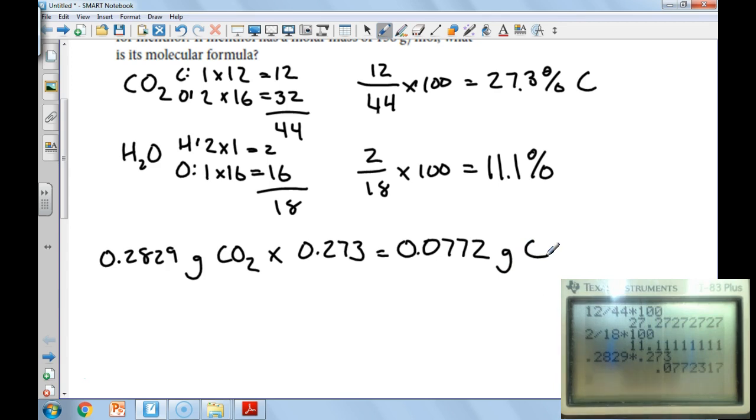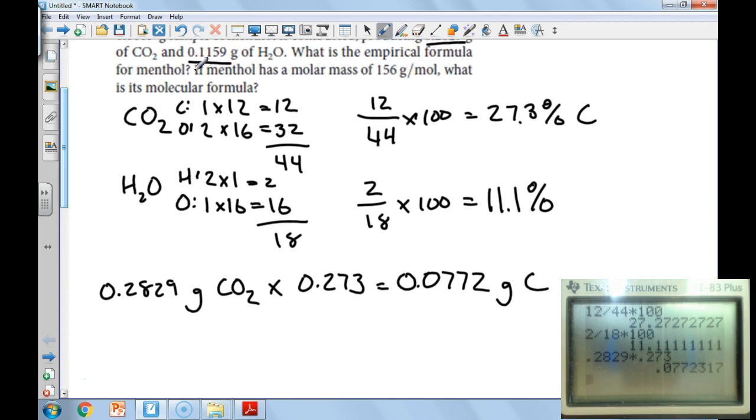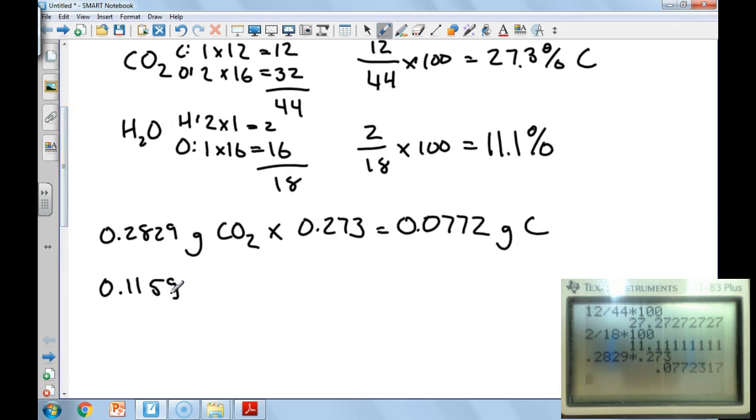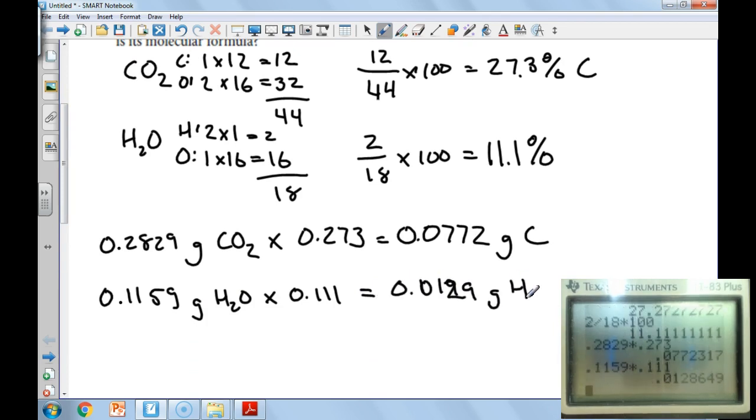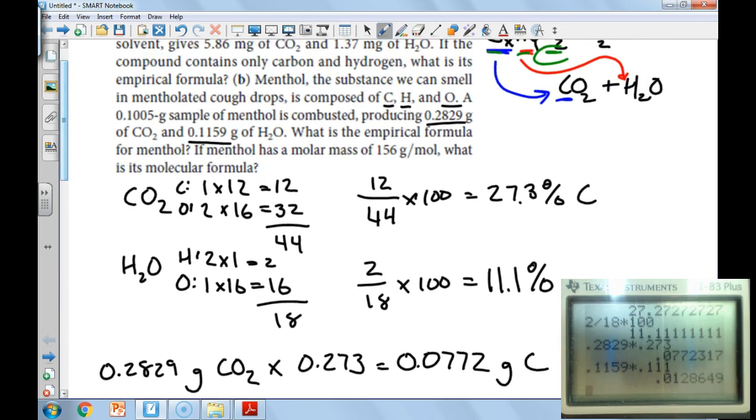Now I'm going to do the same thing for the water. So now I know how many grams of carbon and grams of hydrogen there are. How do we determine how much oxygen there is? Well, the oxygen is what's left over.